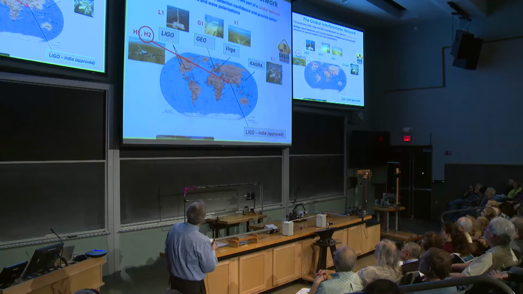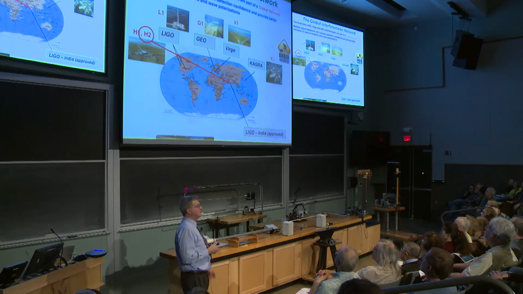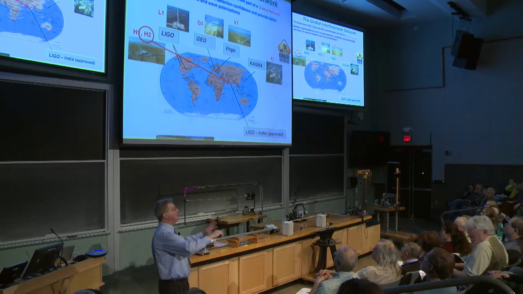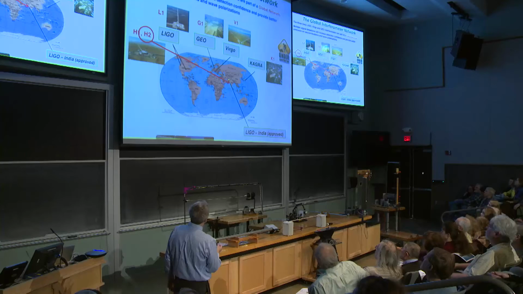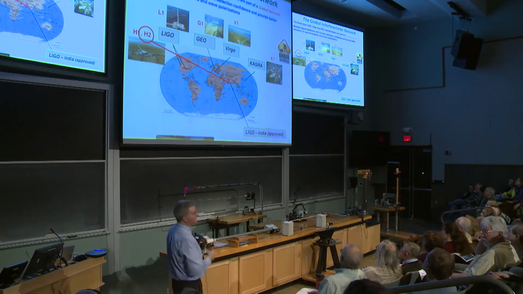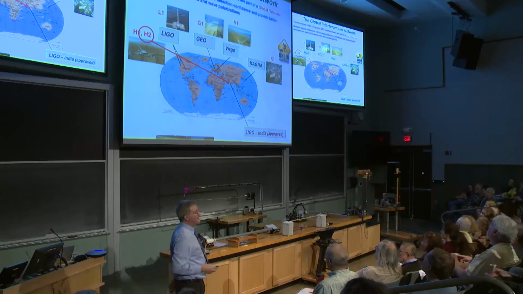And the reason we like to put it in India is that it gives us much better triangulation on sources. The further our interferometers are away from each other on the globe, the better the positioning, the localization we get on gravitational wave sources. And so it would be really nice to have another interferometer sitting here in India. And just this week, the Indian Prime Minister approved going ahead with this project.